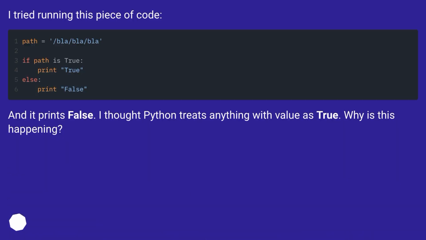True and false in Python. I tried running this piece of code, and it prints false. I thought Python treats anything with value as true. Why is this happening?